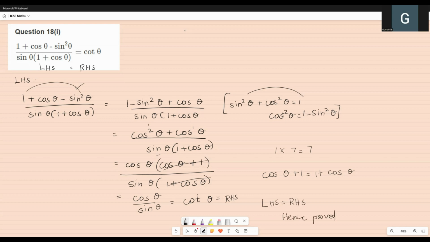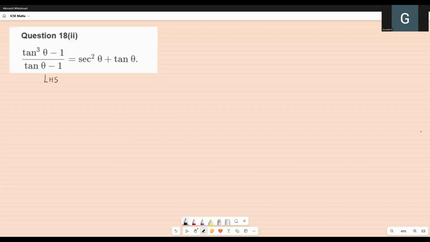Hope you understood the first sum. We will go to the second sum now. Second sum, we have to prove LHS is equal to RHS. So we will take the LHS, tan cube theta minus 1 divided by tan theta minus 1.